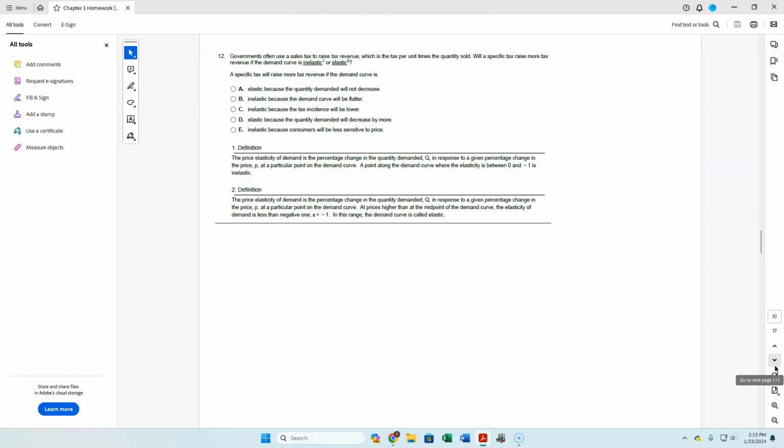Number 12 should be largely definitional. And what we're seeing here is that if the demand curve is more inelastic, then people will still buy the good in about the same quantity, even though the price has gone up because of the taxes. So there we would see larger increases in tax revenue to the extent that the good is inelastic. You'll raise a lot more money.